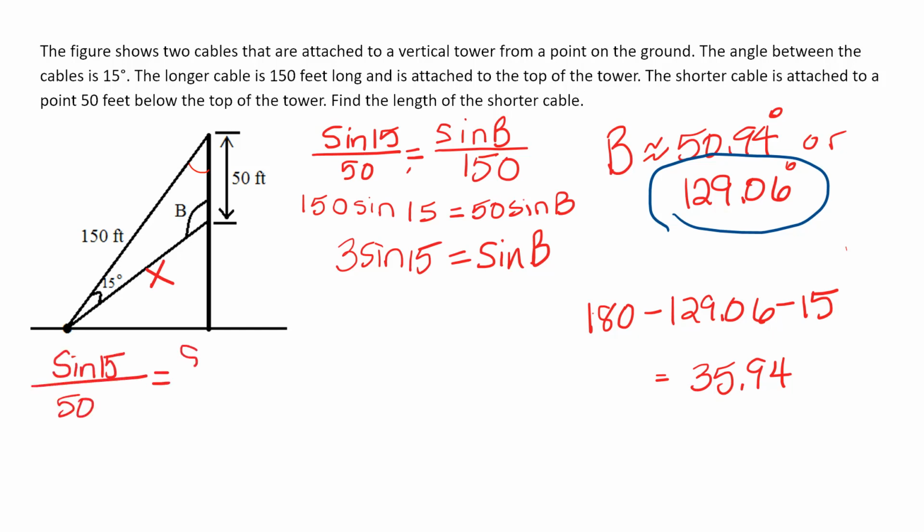So sine 15 over 50 is equal to sine 35.94 over X. So if you cross multiply and divide by sine 15, you're going to get 113.38 feet for the shorter cable.